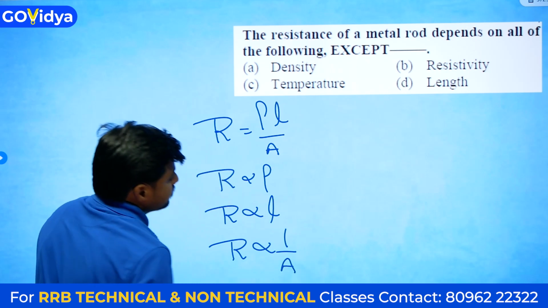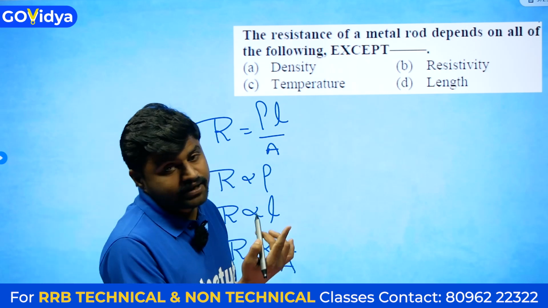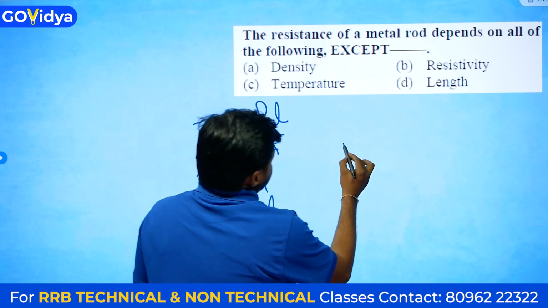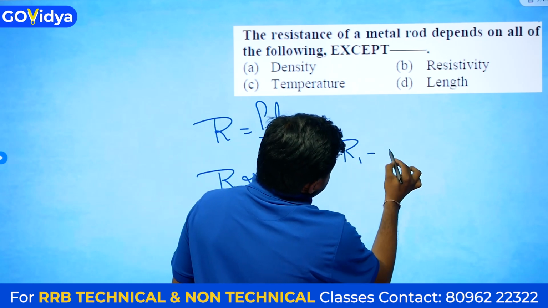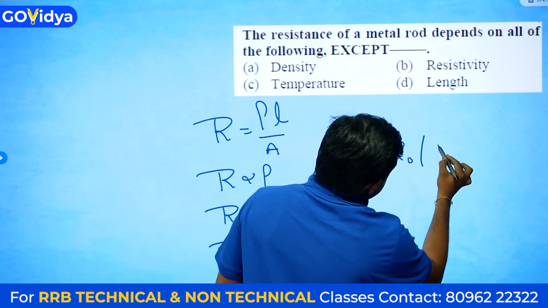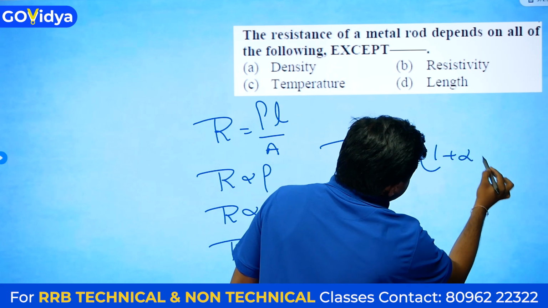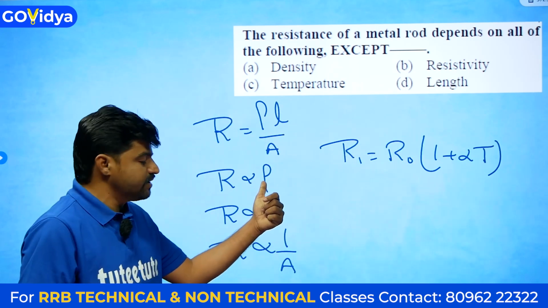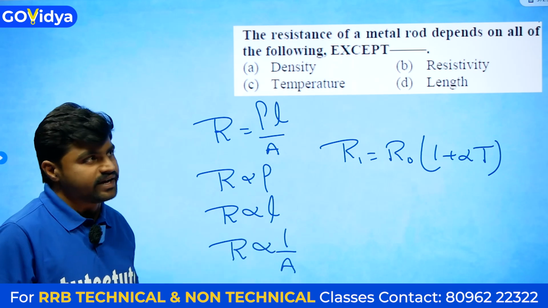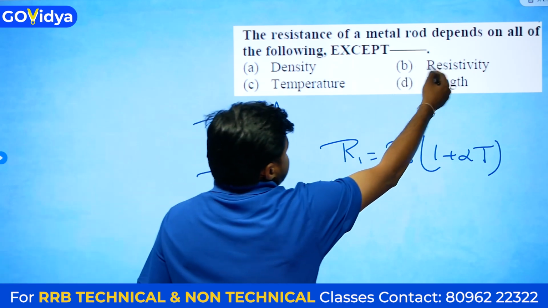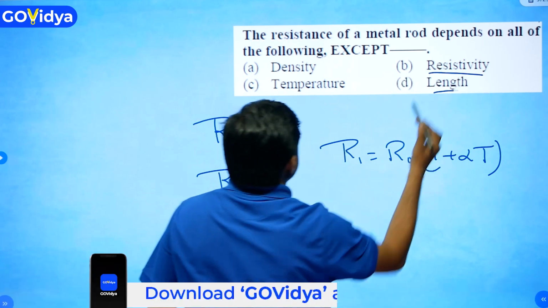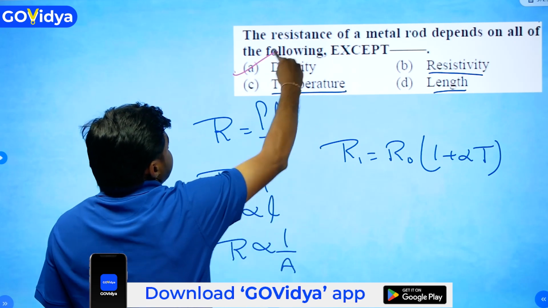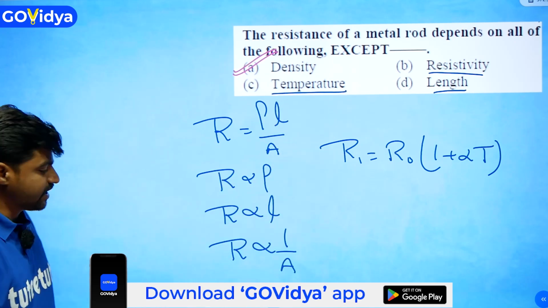Resistance also depends on temperature. R1 is equal to R0 into 1 plus alpha T, where T is the temperature. Resistance depends on resistivity, length, area, and temperature, but it will not depend on density. Option A is the correct answer.